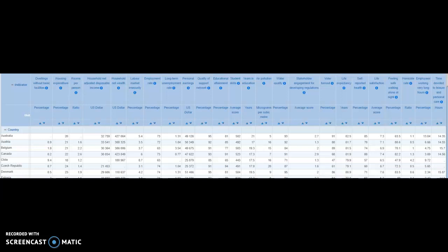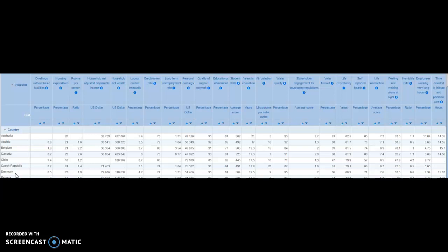Welcome to the introduction to the Better Life Index from the Organisation for Economic Cooperation and Development, or OECD as it is known. This index is for all countries that are represented through the OECD and includes different pieces of information that help you understand the lifetimes of people in those countries.